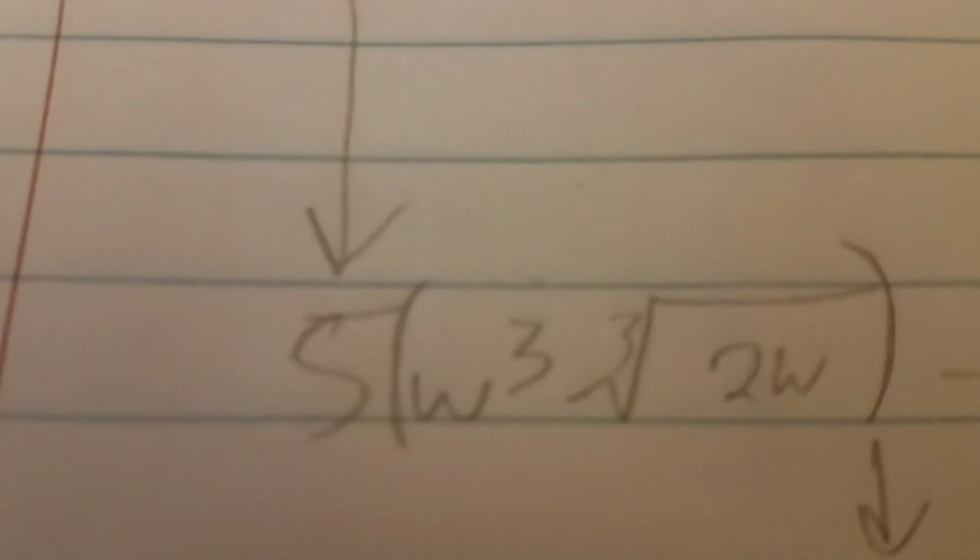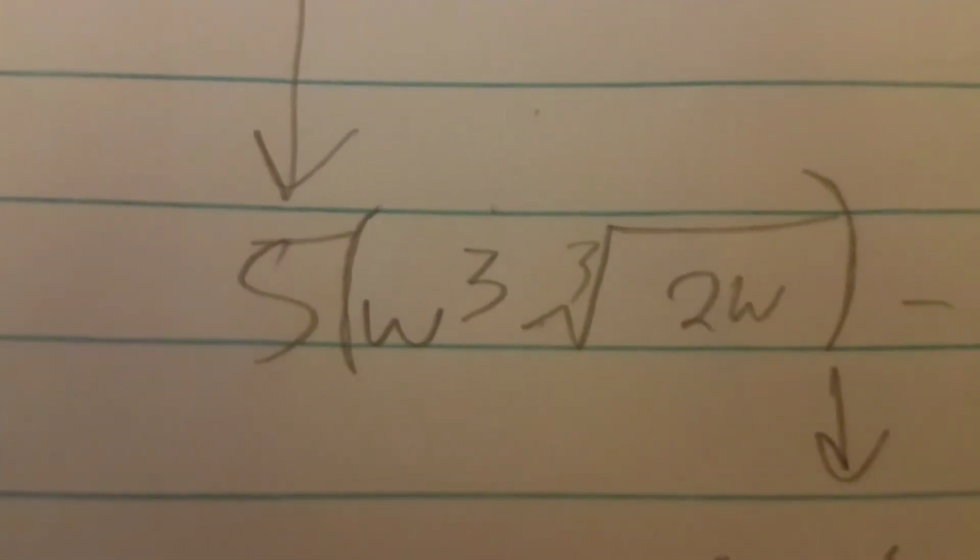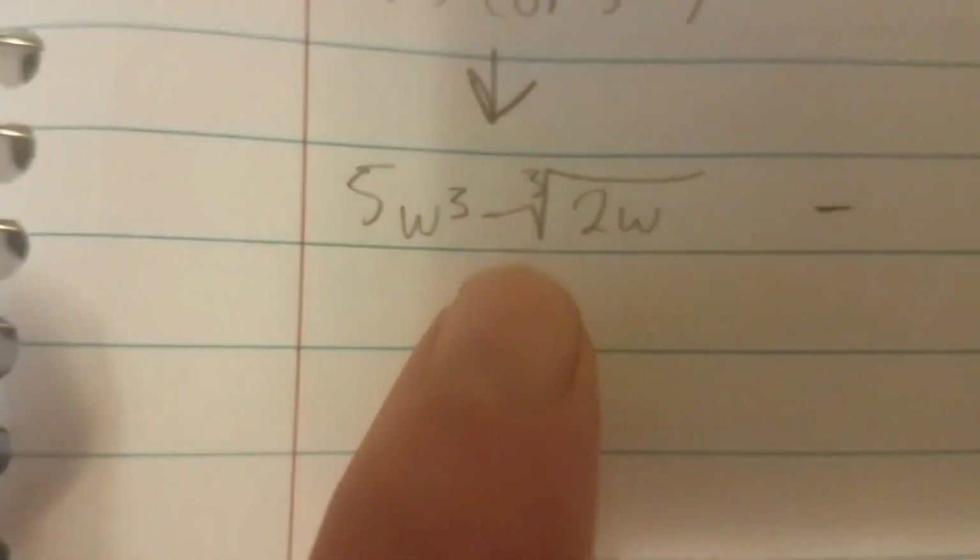times the cube root of 2w. So now we have the same variables, or the same inside: 2w, cube root, 2w.